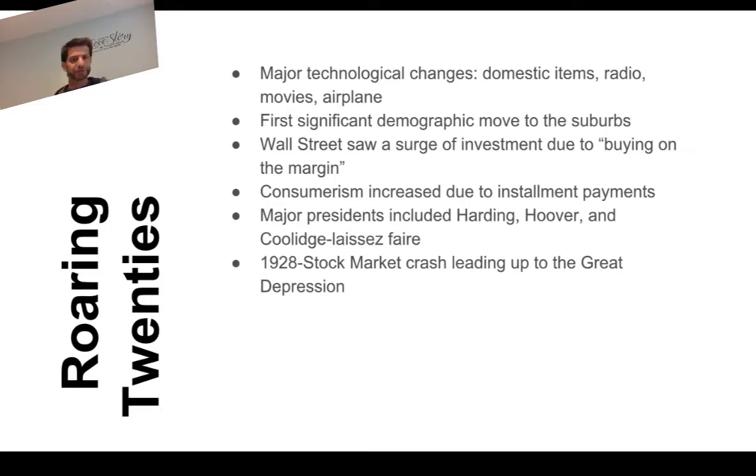The major presidents of this time period, including Harding, Hoover, and Coolidge, and their presidencies were marked by laissez-faire economics, so the government kind of stepping back. You'll probably oftentimes hear that that wasn't always the case for certain presidents. For example, Coolidge was very laissez-faire. Hoover did have some governmental interference in the economy, but overall it's a matter of degree. All of these presidents tended to be much more laissez-faire. In 1928, the stock market crashed, and that's going to lead us up to the Great Depression.